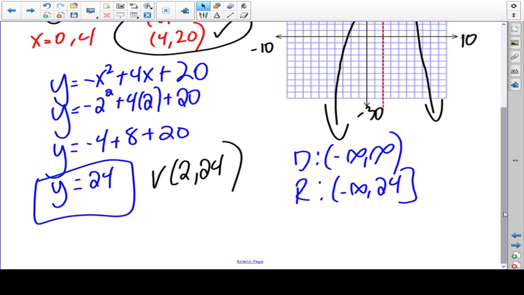Okay, so that's the process of partial factoring.